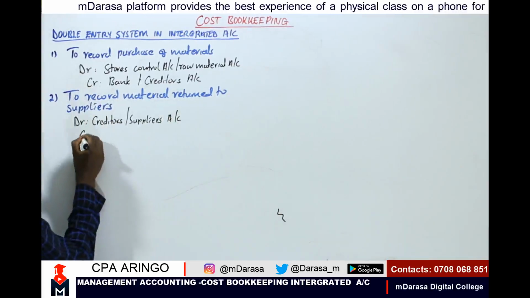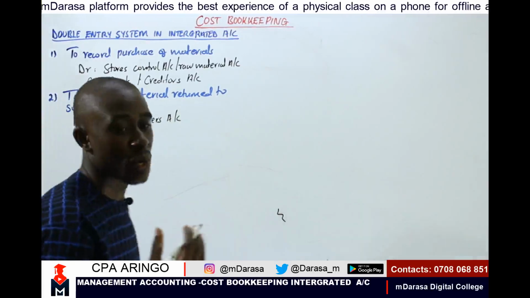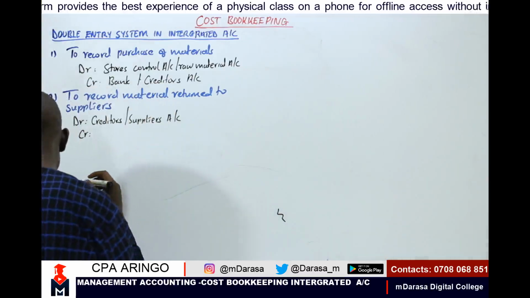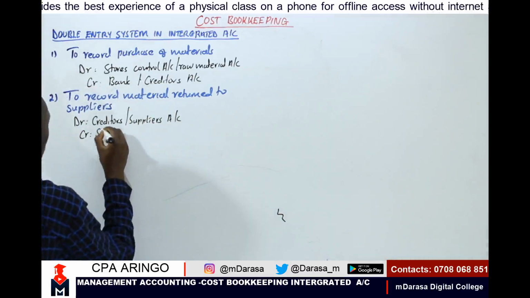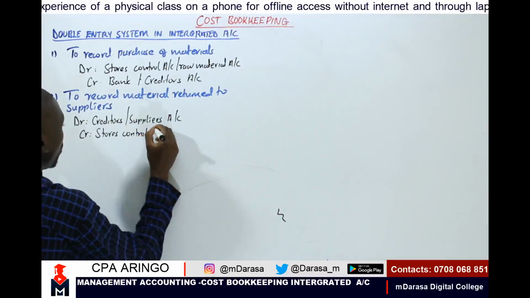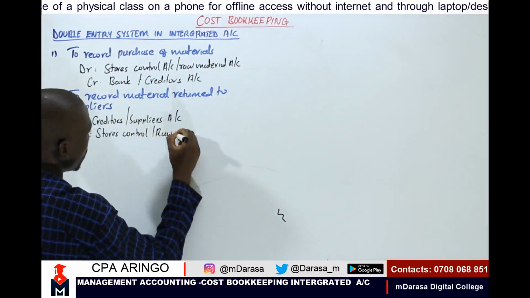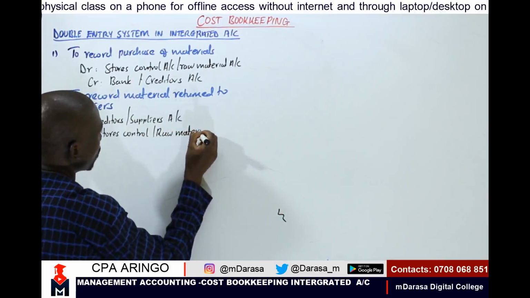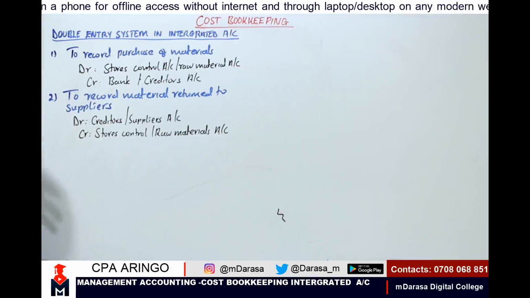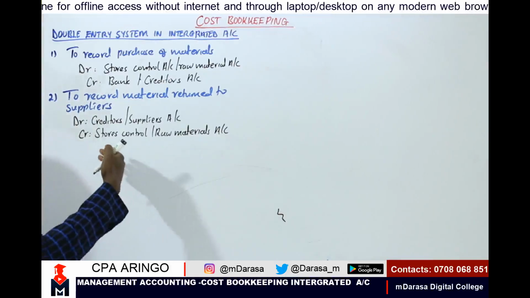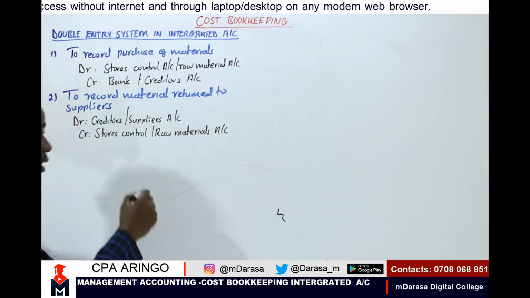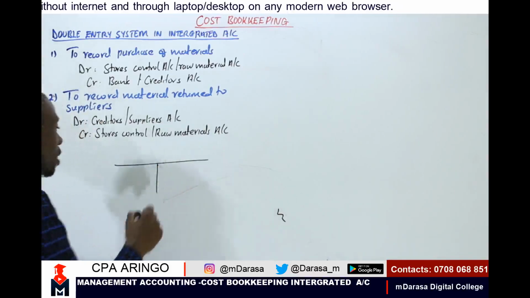Whereas I'm crediting which account? Which account are we reducing? We are reducing the raw materials account. So in this case, I'm going to credit stores control or raw materials account. So with the double entry concept, I've reduced our raw materials. That's why we are terming it as crediting. It means that in such a case, I'd be having these two accounts.